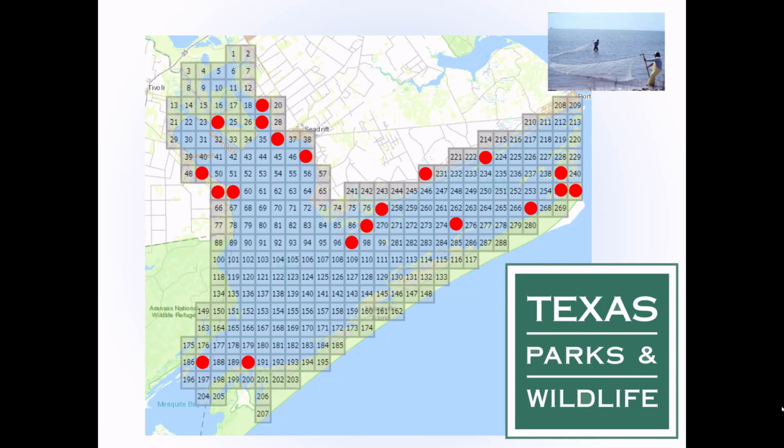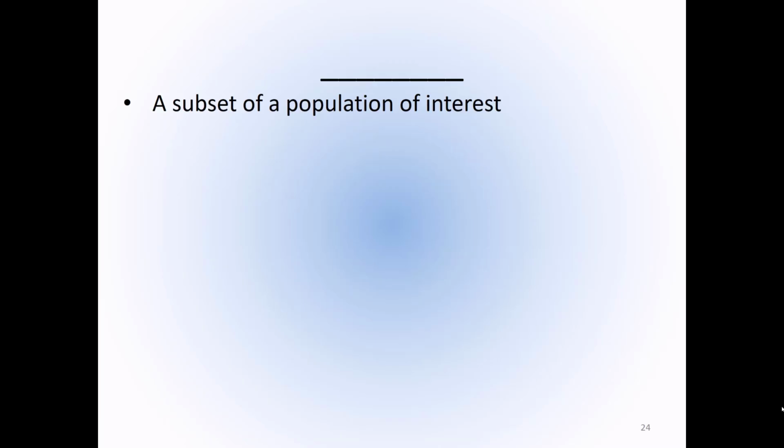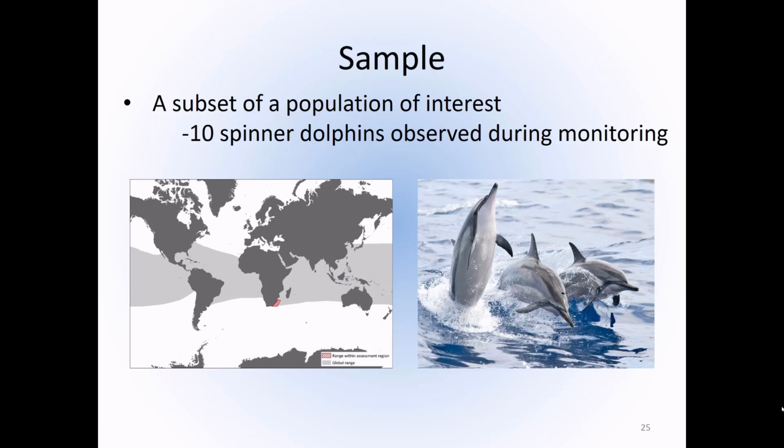And so this might be a map of where the TPWD staff is sampling in August, and then this may be a representative map of where they're sampling in September. And so what we can see is that there's some differences in the locations of their scientific monitoring. So this subset of a population of interest is called a sample.